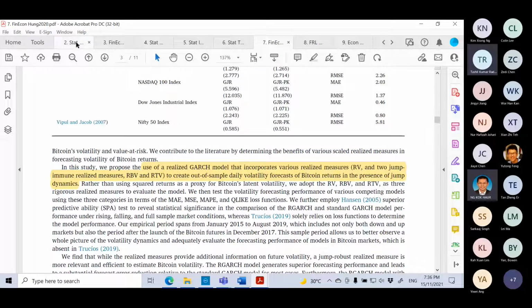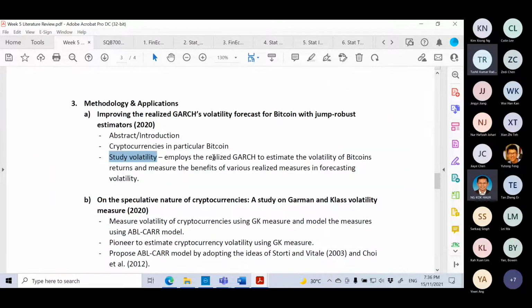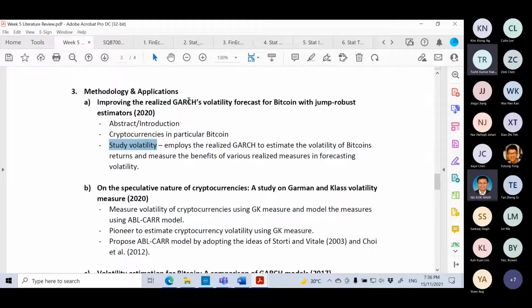Okay, so in this paper, basically they have the model itself, they have the methods, and then they apply to the application, and from the application they compare the performance.